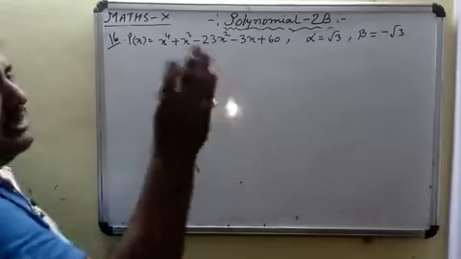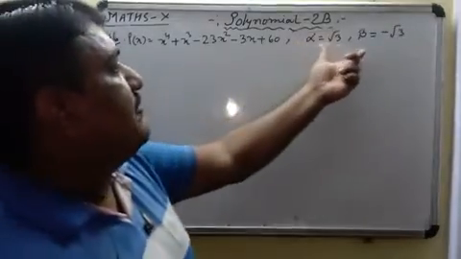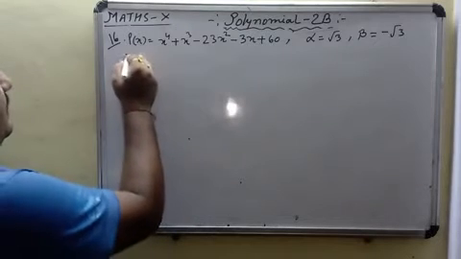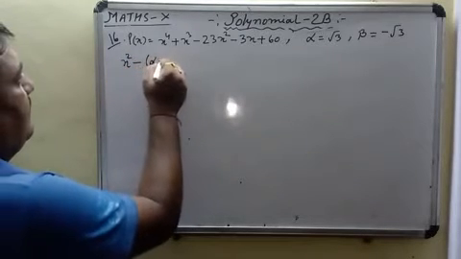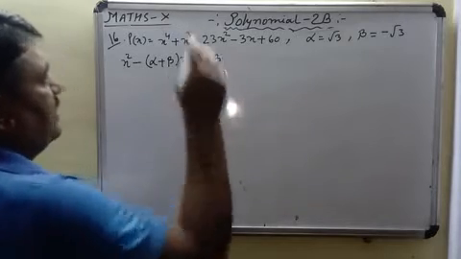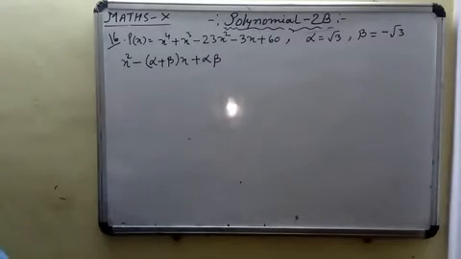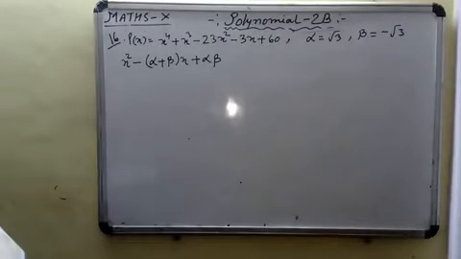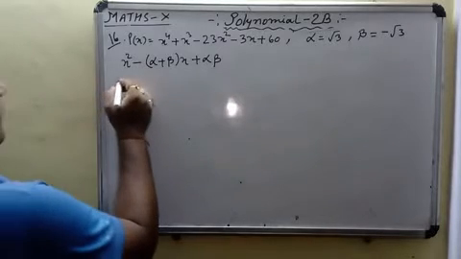We know that if alpha and beta are given, we can frame a quadratic polynomial by the procedure x square minus alpha plus beta into x plus alpha into beta. This is the methodology of framing a polynomial if two zeros are given. So put the values of alpha and beta. Alpha is √3, beta is minus √3.